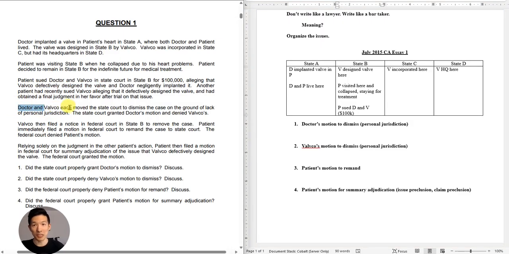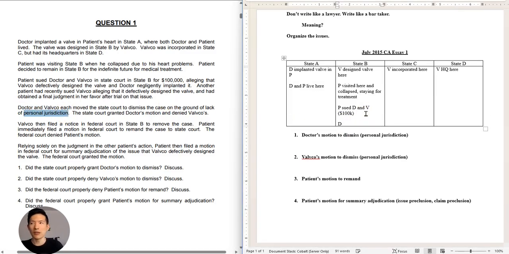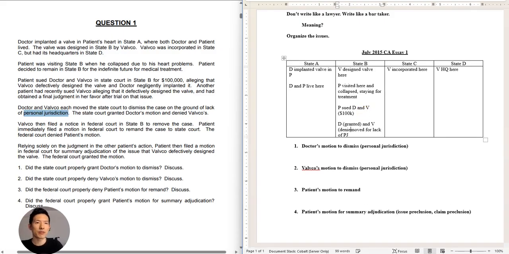Doctor and Valveco moved to state court in state B to dismiss the case based on lack of personal jurisdiction. Write that down. So defendant moved, I guess they both moved, lack of PJ. And then here, the state court granted the motion for doctor and then denied Valveco's. Granted. So in Civ Pro questions, sometimes you have these motions that get denied or granted. So what does that mean actually?